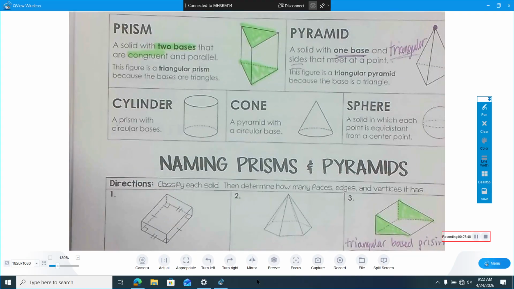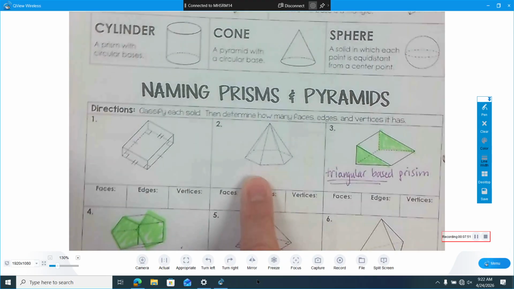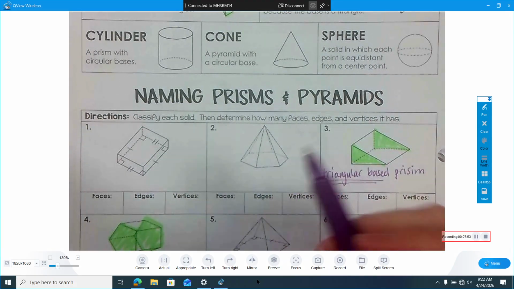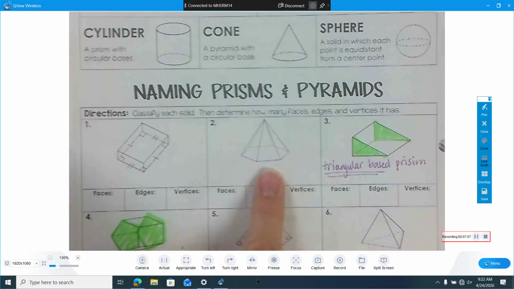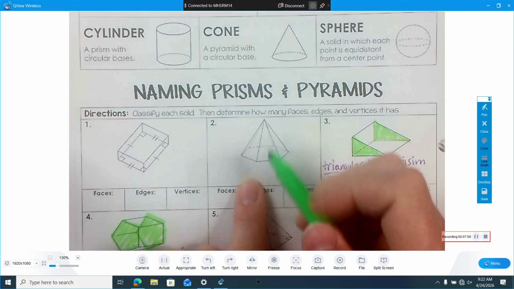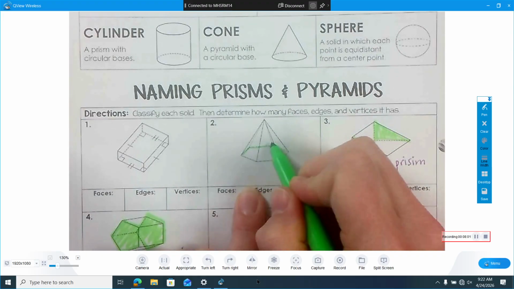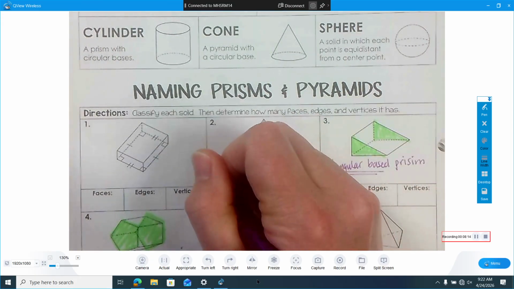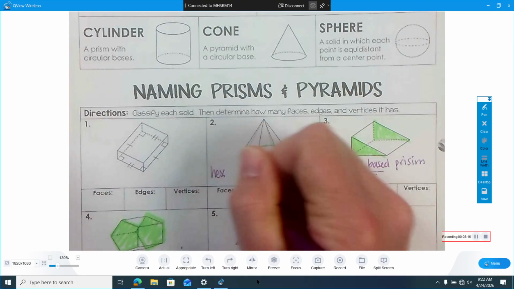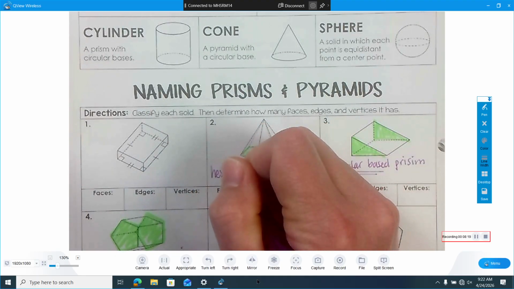Now, number 2 here. What is the base? On number 2, what's the base? A hexagon, yeah. So 1, 2, 3, 4, 5, 6. So there is its one base. How do you think we would name number 2? Hexagonal, yeah. You could say hexagon base if you want.